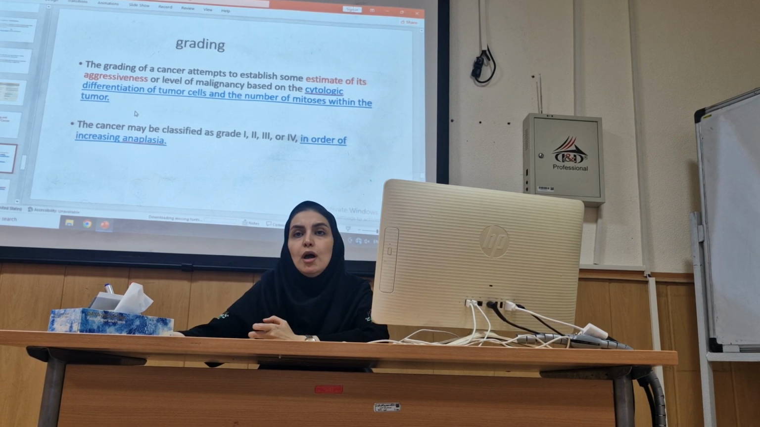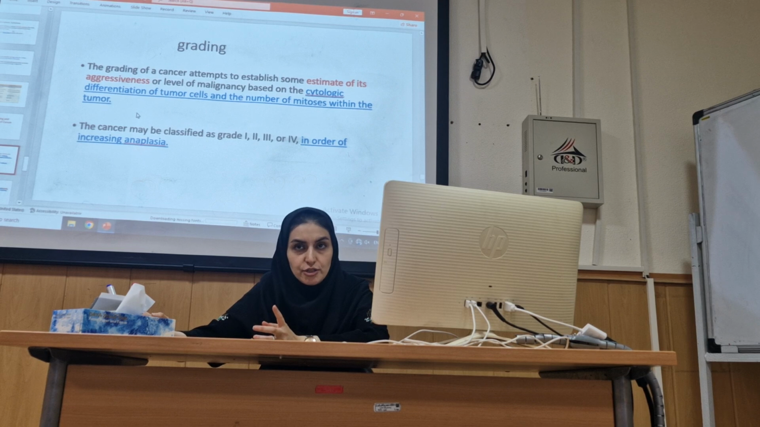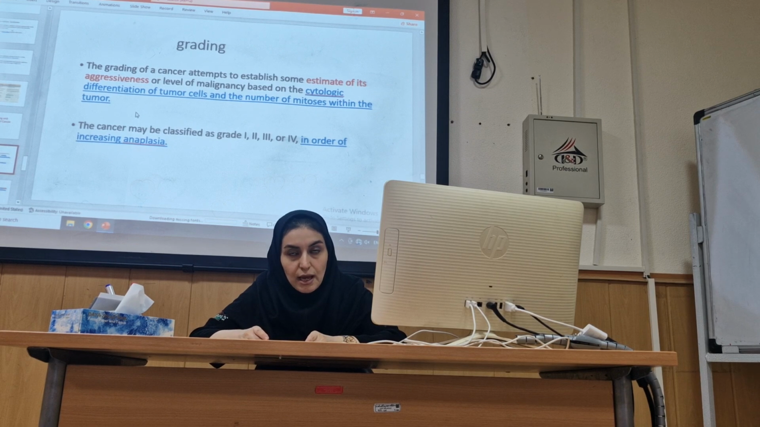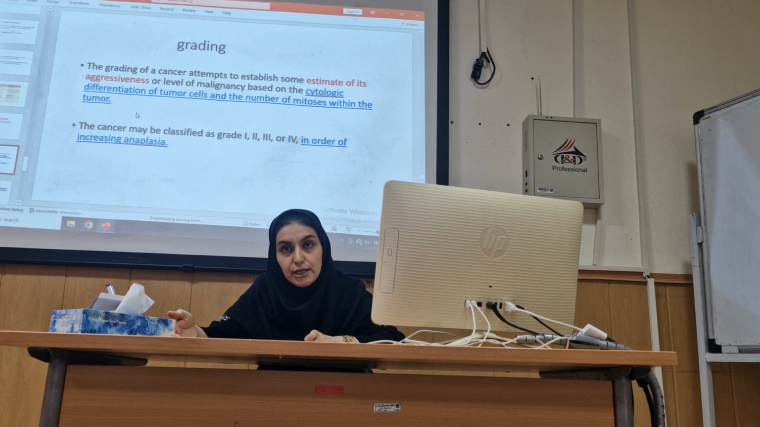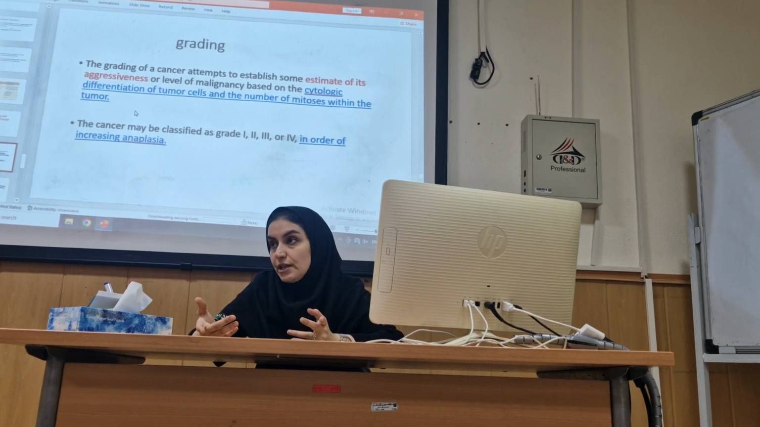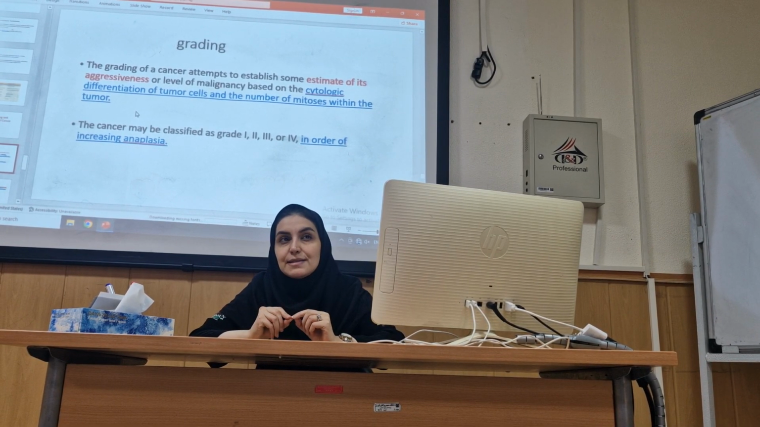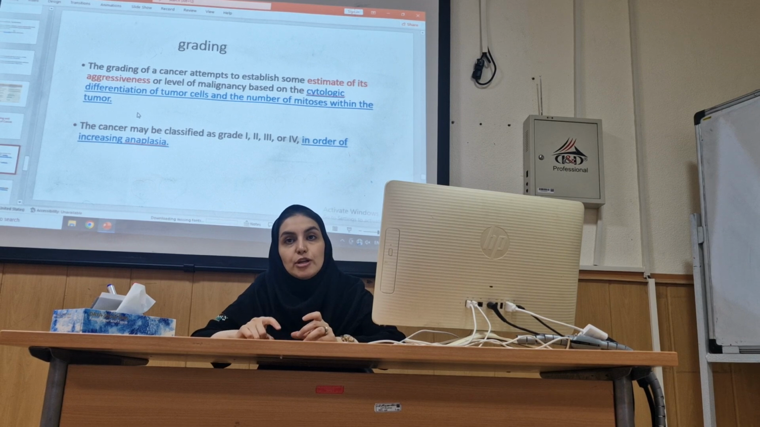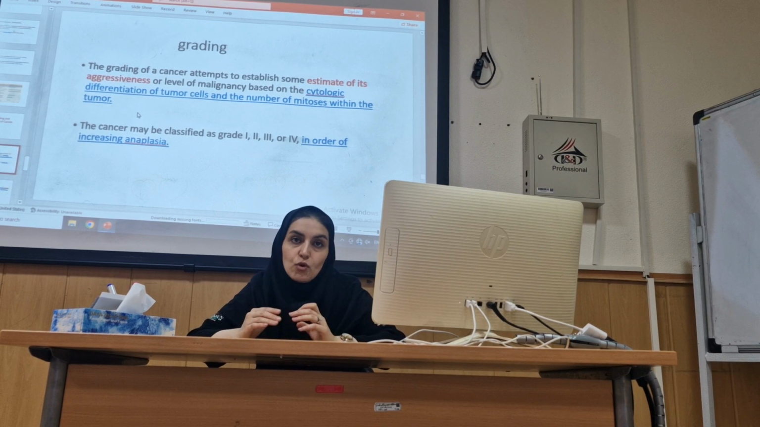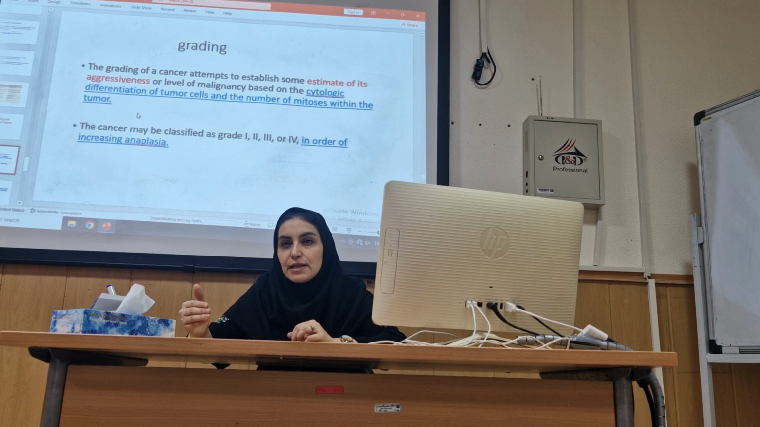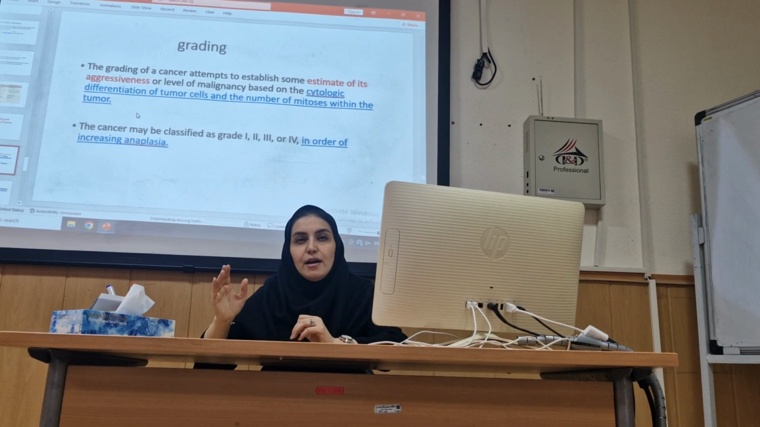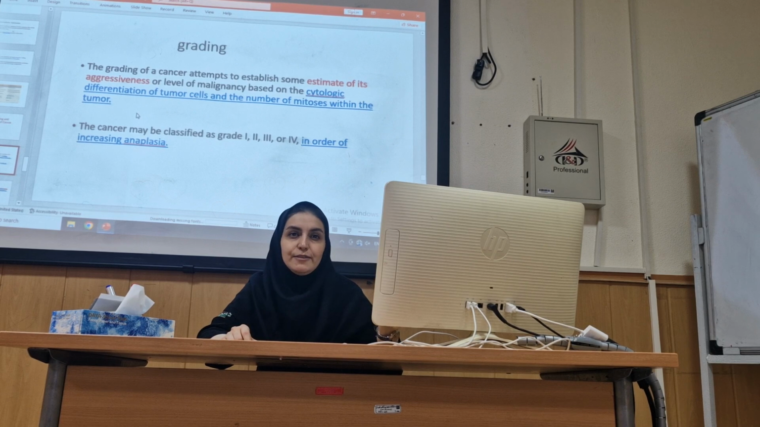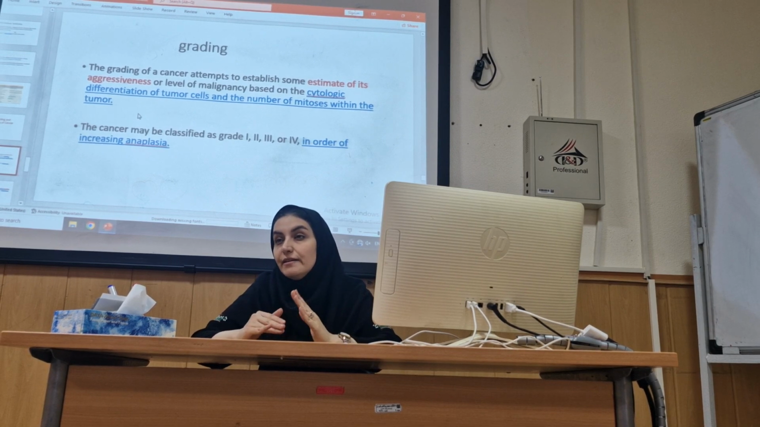But some tumors show well differentiation, okay? So we say some tumors are well differentiated and some tumors are poorly differentiated, or some tumors are undifferentiated. This differentiation means whether this tumor looks like the normal tissue or not. For example, in squamous cell carcinoma, in some squamous cell carcinomas, the cells seem like the normal cells, okay? They are well differentiated, but sometimes they are very poorly differentiated.